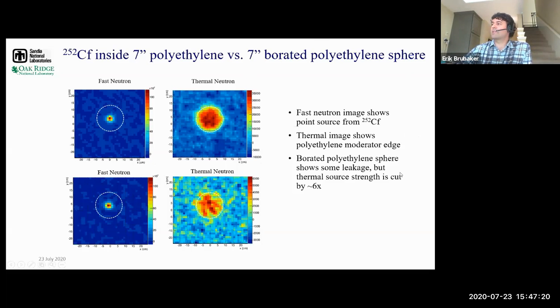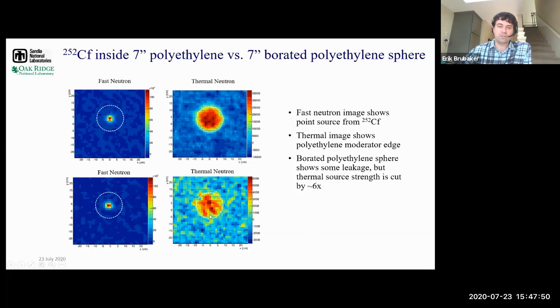So this set of results is showing the reconstructed images, fast neutrons on the left and thermal neutrons on the right, where we have a californium source embedded in a polyethylene sphere. On the top row is regular polyethylene, and the bottom row is borated polyethylene. So you can see that the borated shielding around the californium source means that not as many thermal neutrons escape.